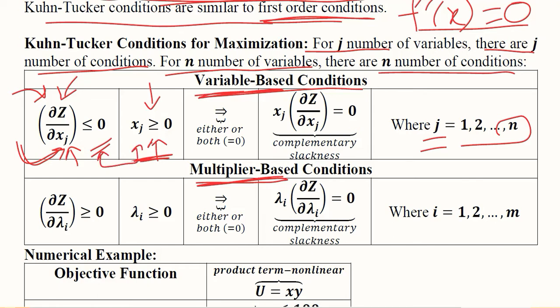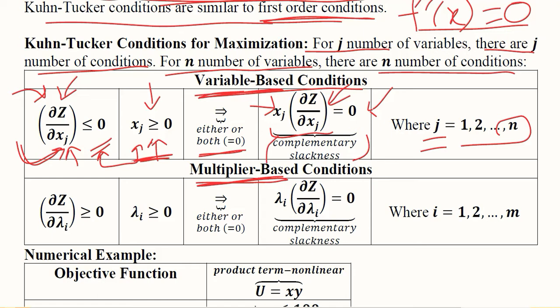In the next column, we will merge these two terms in such a way that we are considering that if either or both of their values are equal to 0, then the product of these two terms will be equal to 0. In other words, if the product is 0, either one of them or both of them are 0. This is known as the complementary slackness condition, as mentioned here.